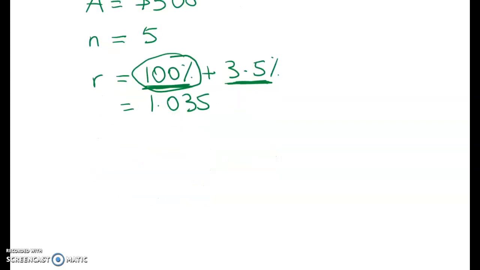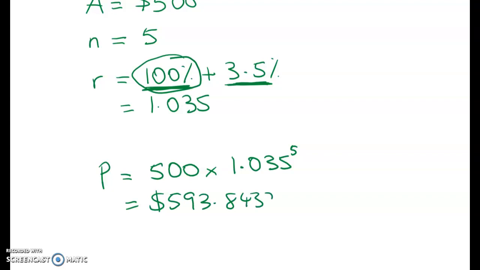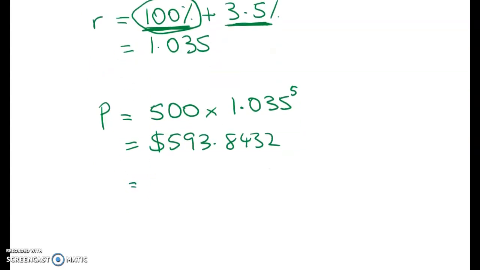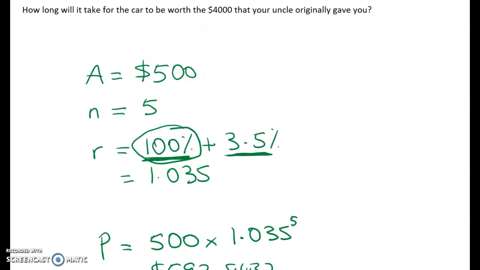This is just what we learnt to do back in year 10 when we were doing increasing by a percentage. So after 5 years, she will have your $500 times 1.035 to the power of 5. And that works out to be 593.8432, which is a very silly answer. So we can round that. Probably easiest to round that to the nearest cent, and then just state that we've done that to 2dp. I think it would also, in this case, be fine to round it to the nearest dollar and say that's to 3 significant figures. Okay, so that's the first part done.